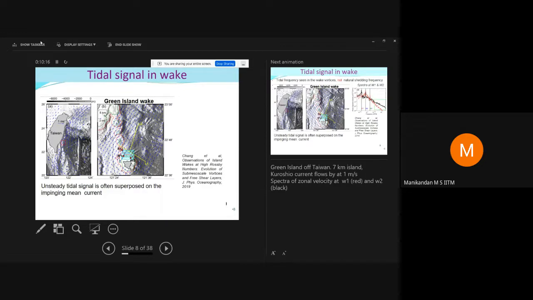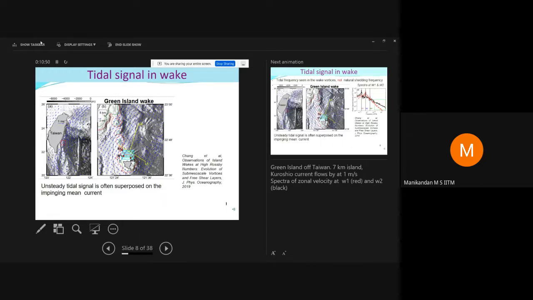So here I'll be talking about tides, and I'm going to show you an example where the tide happens. This is the so-called Green Island wake. Green Island is a small island off the mainland of Taiwan. And you have a current that's pretty strong, about a meter per second. But then you have the tide that goes back and forth. And we all know about vortex shedding, right? So you have a body, and there's a Strouhal number associated with the vortex shedding.